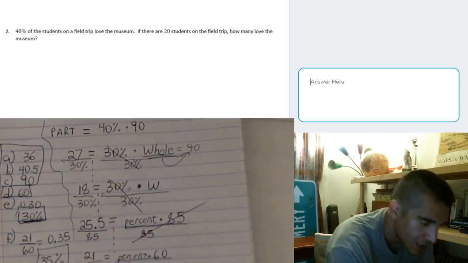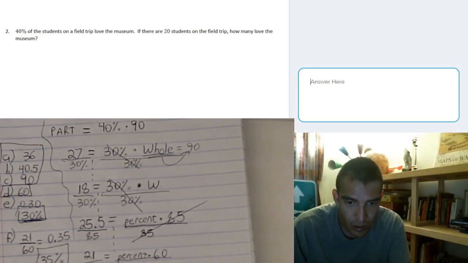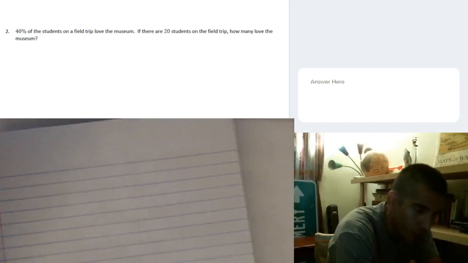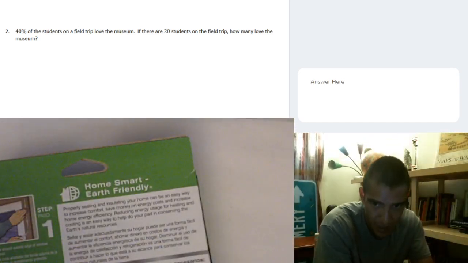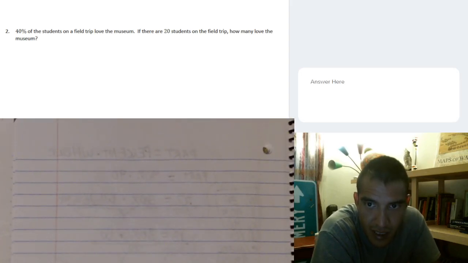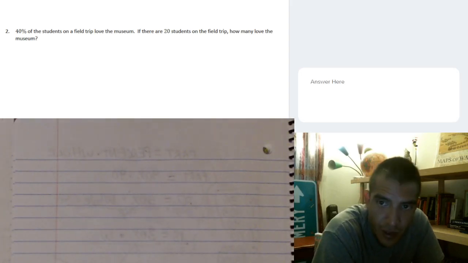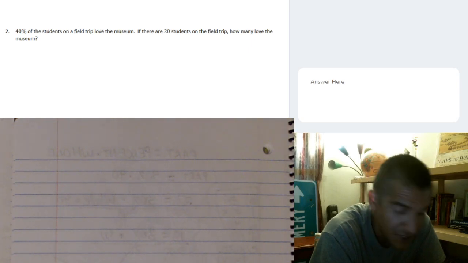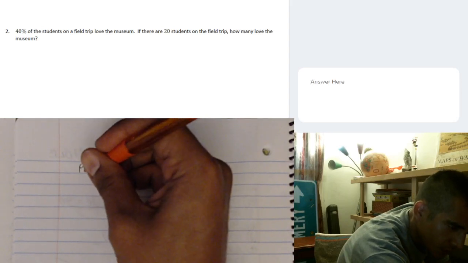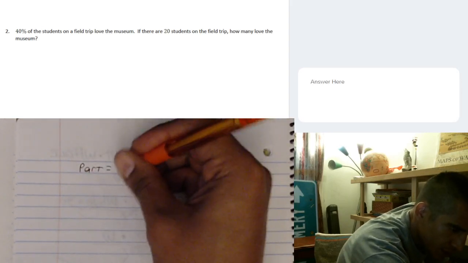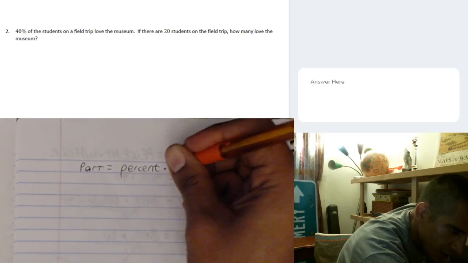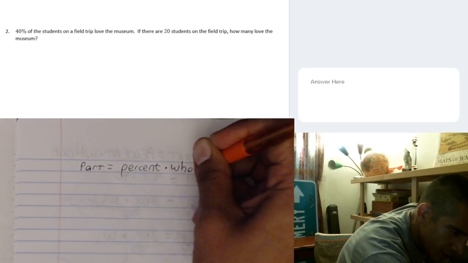Well, let's think about this. What's the total whole number of kids that went to the museum? Because we need to use the whole first. Move on to the back page here. So it says here, 40% of students, there are 20 students on the field trip. So I'm going to rewrite that equation. Part equals percent. And I want you to please write this with me. You can pause the video if you need to.